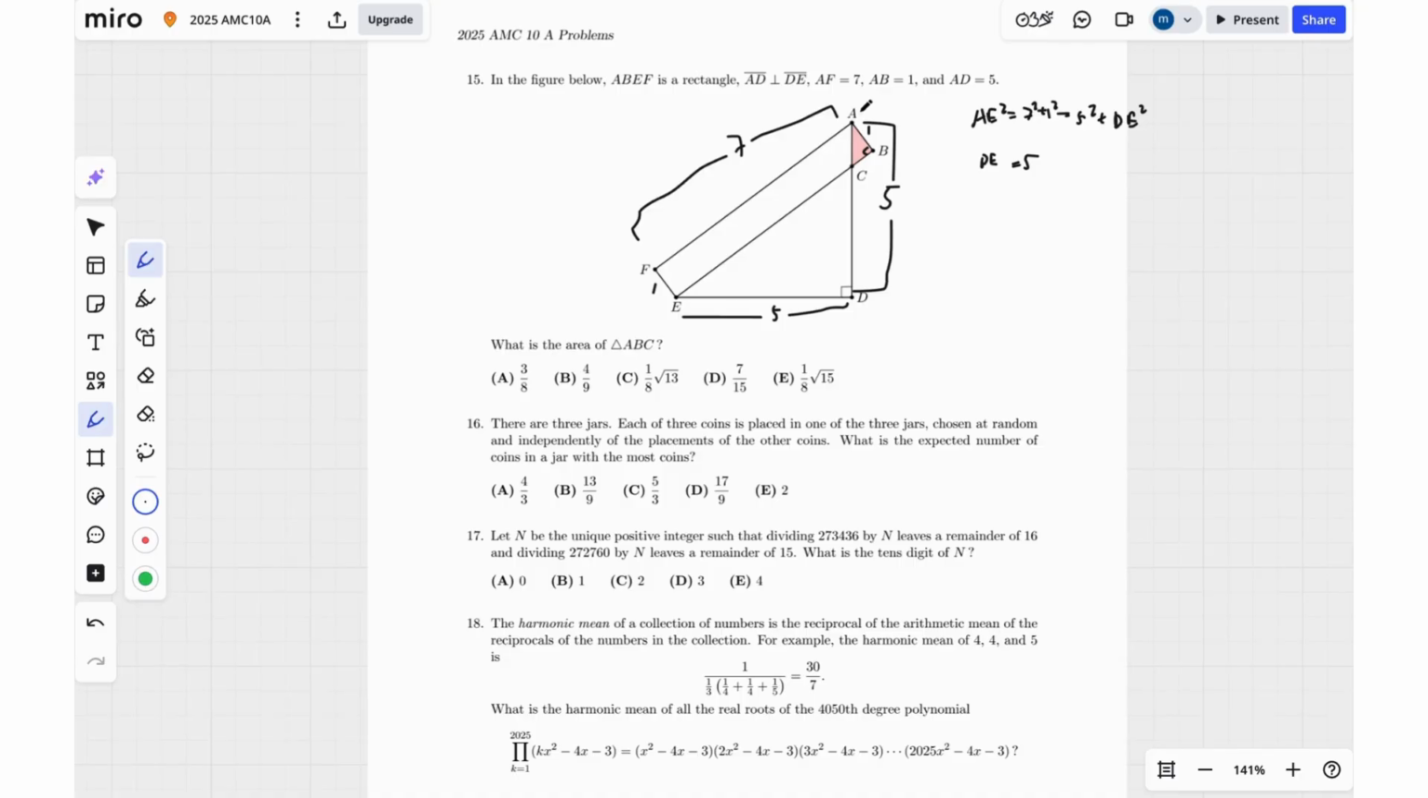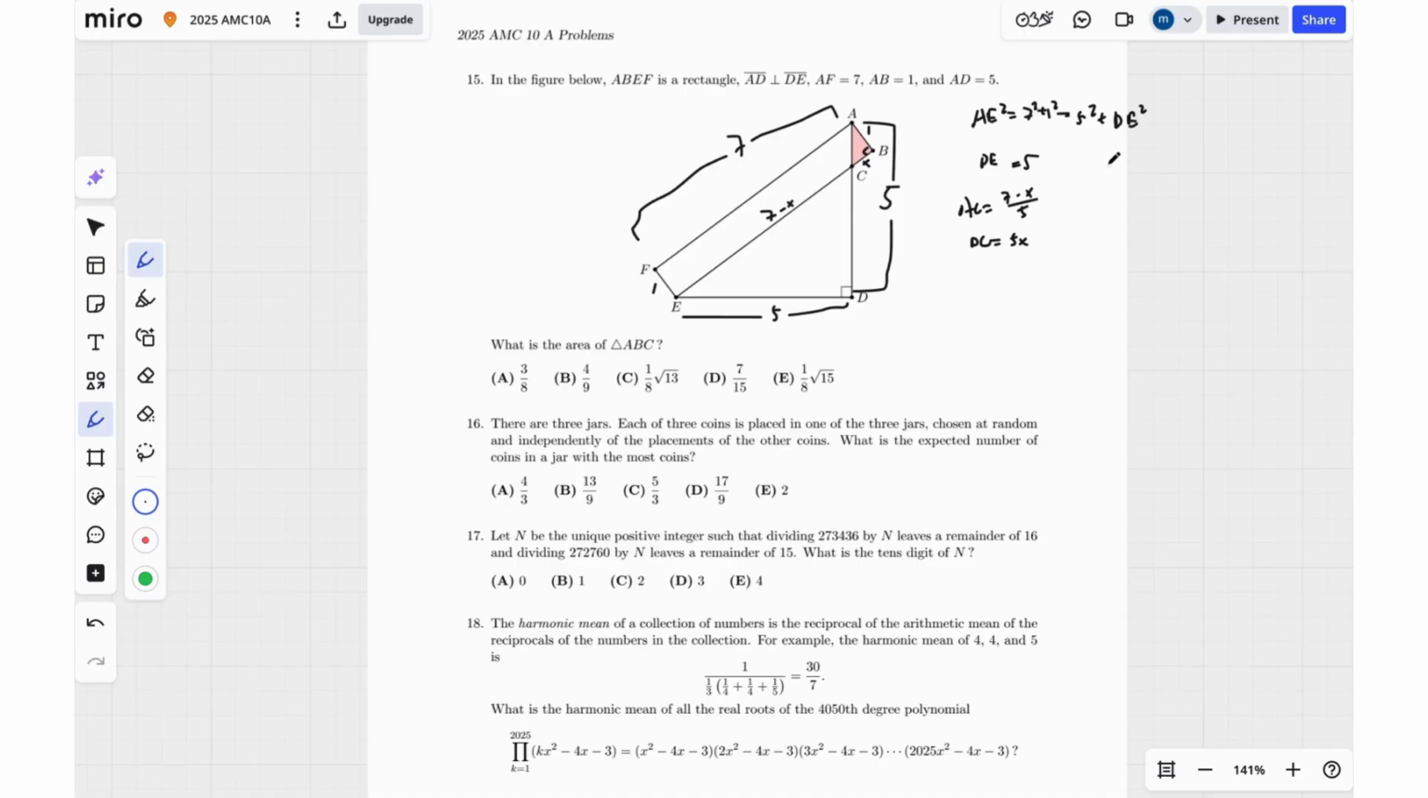Now, afterwards, we notice that triangles ABC and EDC are similar because they have two shared angles. So now let's let this be x, so that this is 7 minus x. And so now, since the ratio between EDC and ABC is 5, we have that AC equals 7 minus x over 5, and then DC equals 5x.